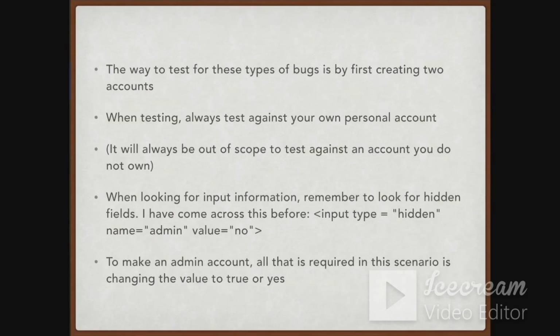The best way to test for these, and I think the only way, is by creating 2 different accounts. It is always good to create 2 different accounts because you will have to test in real life against your own accounts. You cannot test on someone else's account. So you can't write on someone else's wall. This would be out of scope, or you can't leave feedback as a different user. These will always be out of scope.